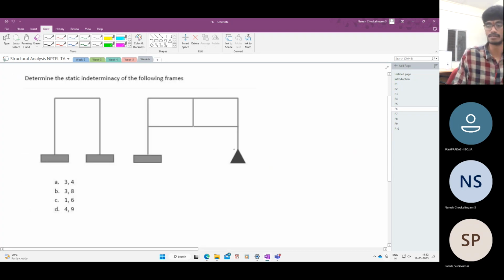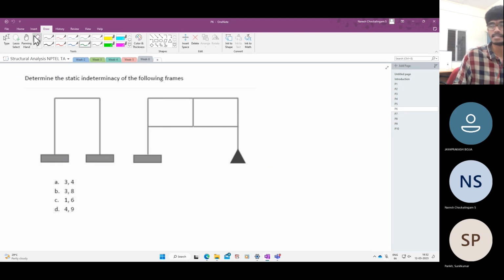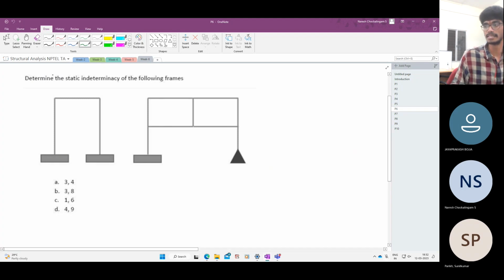So let's check whatever formula we derived and also systematically examine these. Now if I look at the structure, let us determine the external indeterminacy first because it's easy. We have 3 reactions on this side and 3 reactions here. So for this structure, NSE is 3 plus 3, 6 minus 3, which is 3.